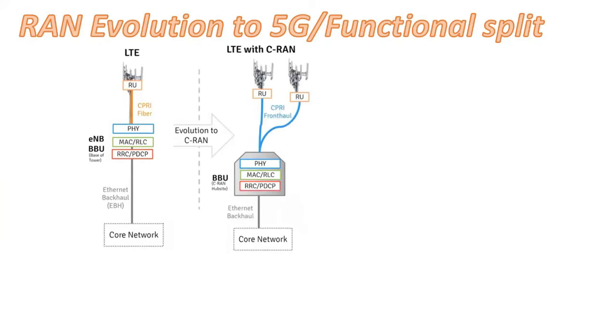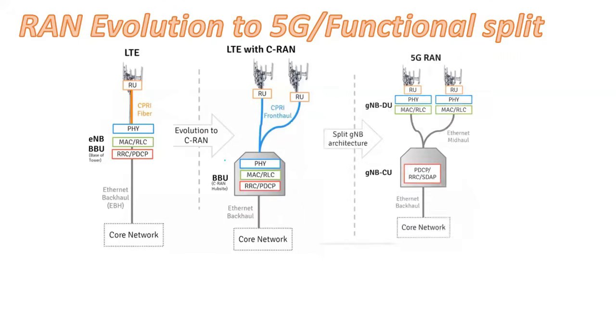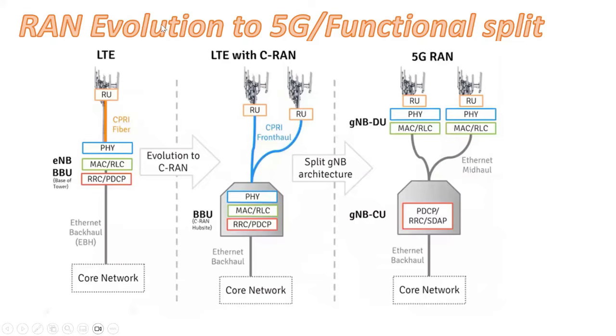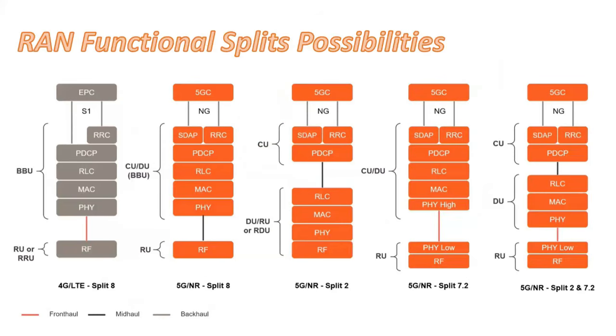Then BBU moved to a centralized office, where all those layers are layered like physical, MAC, and RRC. But now layers are also split. So some layers go to CU and some protocols go to DU, right? Then we have talked about RAN functional splits also, right? There are various options available like split 8, split 2, split 7.2, and all these options. But for ORAN, we are using this option, which is split 7.2.